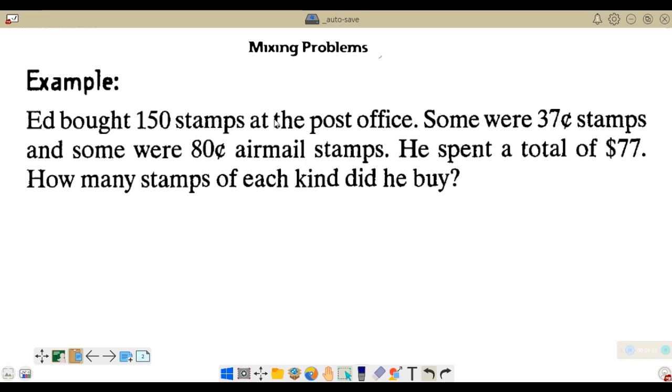Ed bought 150 stamps at the post office. Some were 37-cent stamps and some were 80-cent airmail stamps. So he spent a total of $77. How many stamps of each kind did he buy? So siguro ito regular lang, 37 cents lang siya, and this one is special, 80 cents. So let's set up a table of values for the equations.